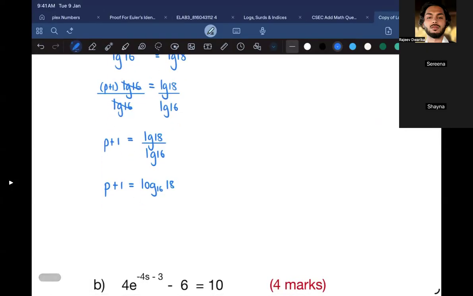Yes, sir. Then you move across the plus 1 and you end up with log base 16, 18 minus 1. Don't say log base 16, 17. Don't say that. It's 18 and this 1.